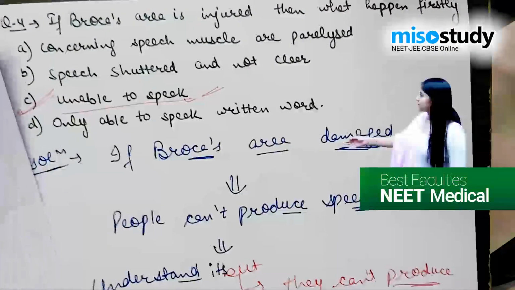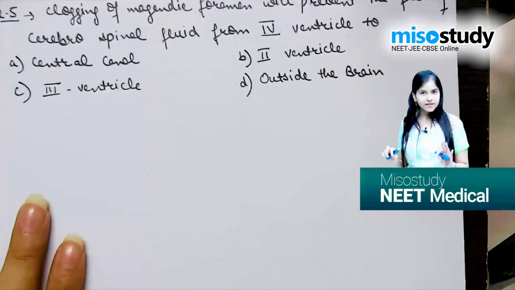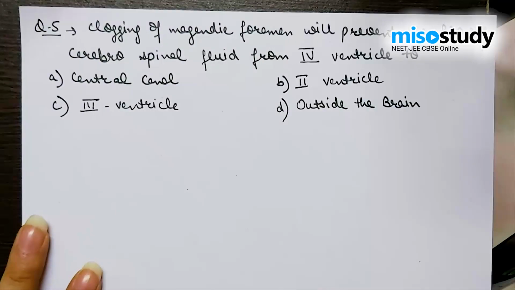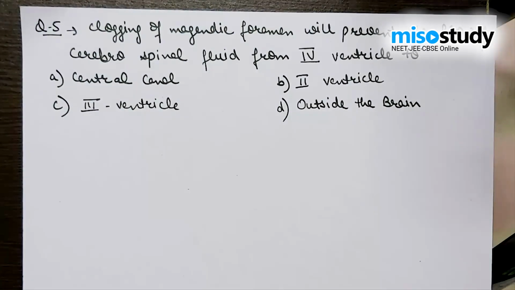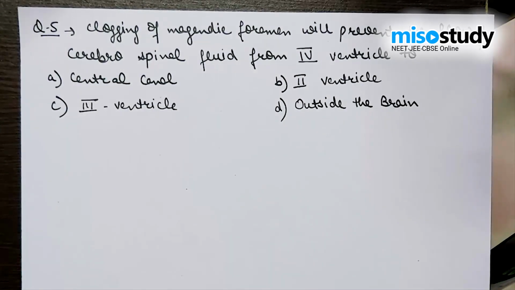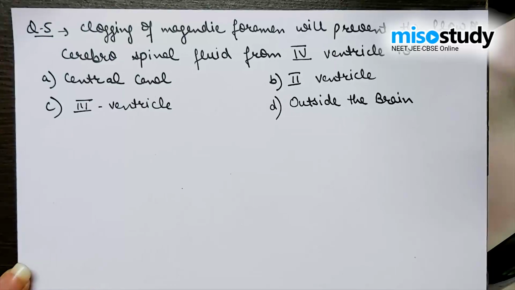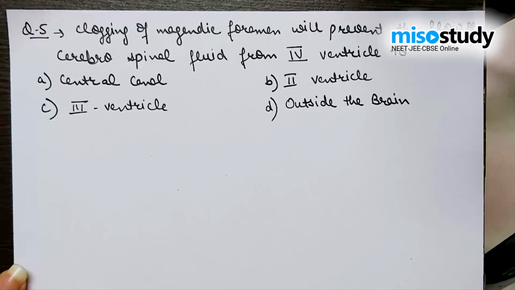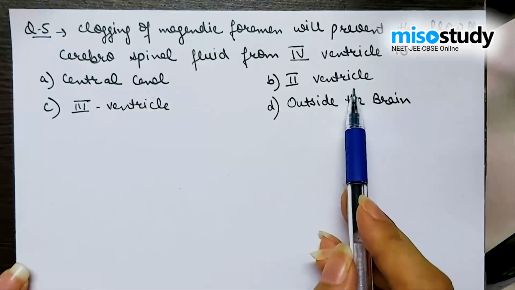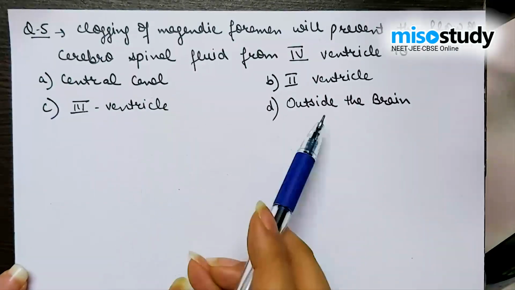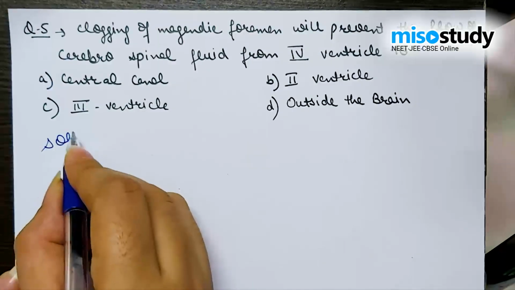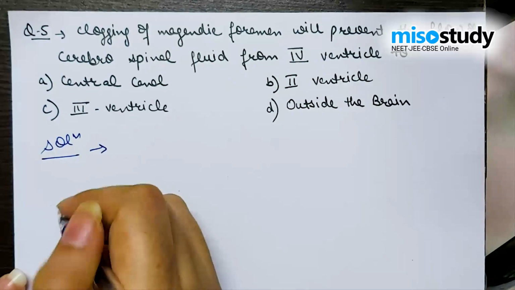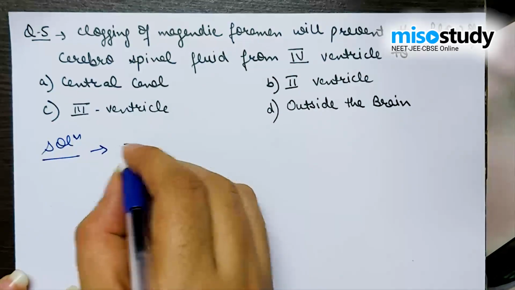Let's discuss the next question from the same session, neural control and coordination. The next question is: clogging of the foramen of Magendie will prevent the flow of cerebrospinal fluid from the fourth ventricle to which option? Option A, central canal; option B, 2 ventricle; option C, 3 ventricle; and option D, outside the brain.